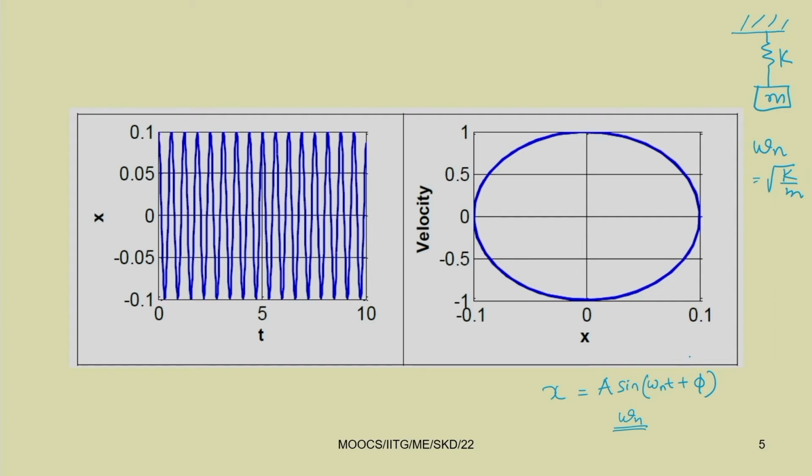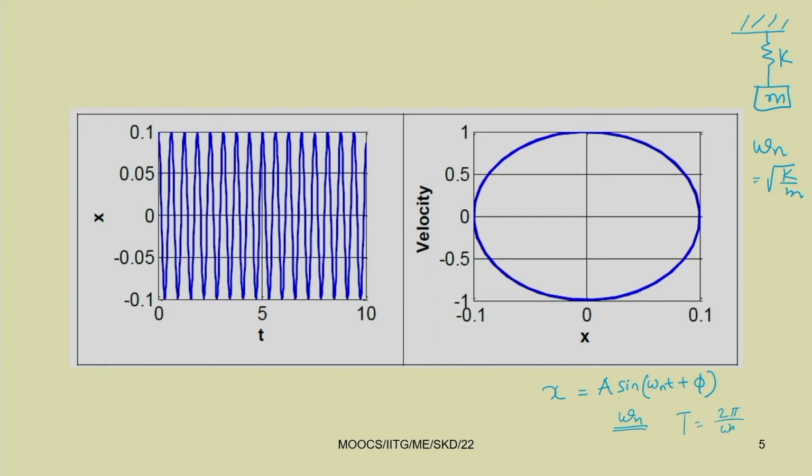Similarly, for a damped case, we can derive this solution and find the response of the system. Here you can see the response of the system is periodic. This is the time response, written only in terms of the sine, or you can write it in terms of cos also. This is the periodic response because it repeats. The motion repeats with a time period T equal to 2 pi by omega n.